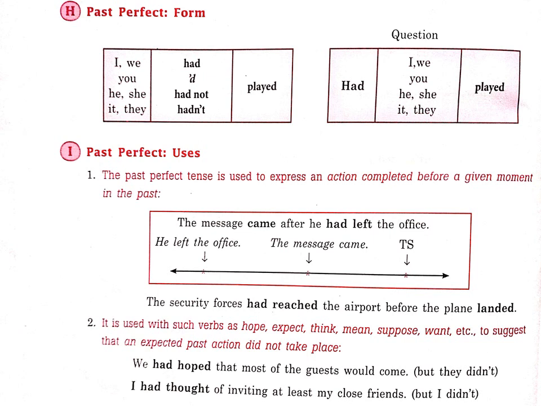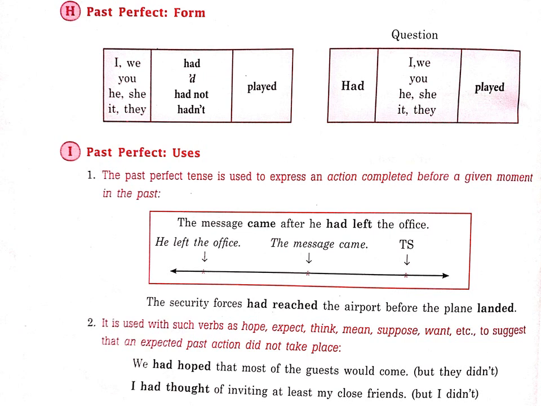First use: the past perfect tense is used to express an action that completed before a given moment in the past. The action started in the past and finished itself in the past before the given moment, right? The message came after he had left the office. See, he left the office, then the message came. Now he had left the office. You see, the message came later. He left the office before. So that means the security forces had reached the airport before the plane landed, right?